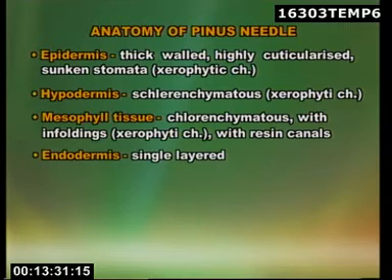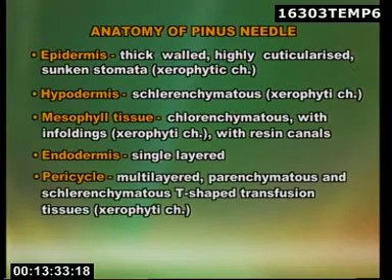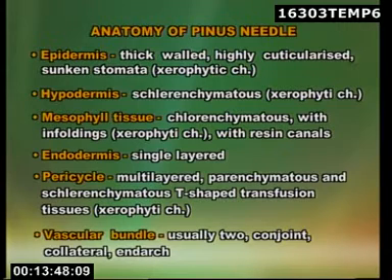Then comes the endodermis, which is single-layered, and pericycle, which is multi-layered. But what you find is the sclerenchymatous T-shaped transfusion tissue. It is also a xerophytic character shown in Pinus needle. Vascular bundles are usually 2, conjoint, collateral, and endarch. This is the structure of Pinus needle.